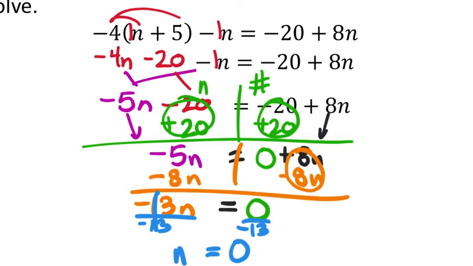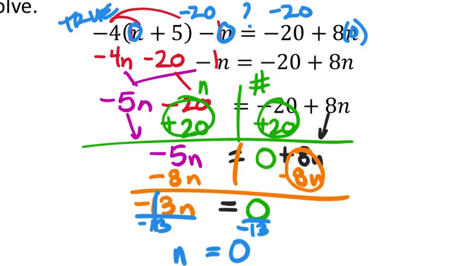Can we check this? Sure we can. Replace the n's with zeros. And then check for truthfulness, right? So on the left side, we'd get -4 times 5, which is -20. So that on the left side, there's our question mark, we get -20. On the right side, again, we get -20. So that would be true. And then I know that I can box in this answer with confidence. So this one has one solution to it. One solution, that's it.